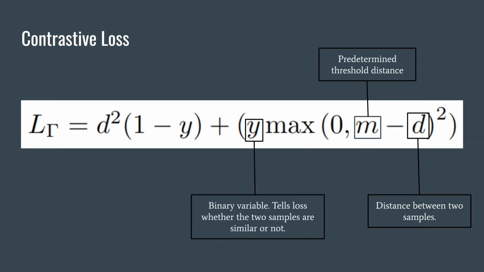So which side of the equation is actually used in this loss is contingent on whether the images are similar or not. If the images are similar, then the left side becomes 0, and we just take the square of the max of 0 and the difference of the threshold and the distance. And if Y is 0 and the images are not similar, then we omit the right side and we just square the D.